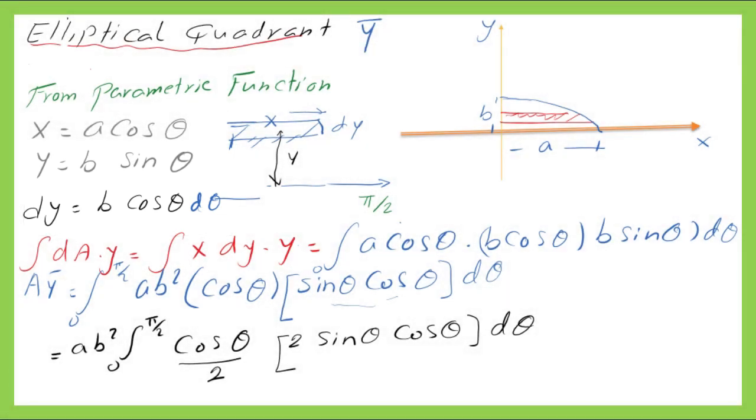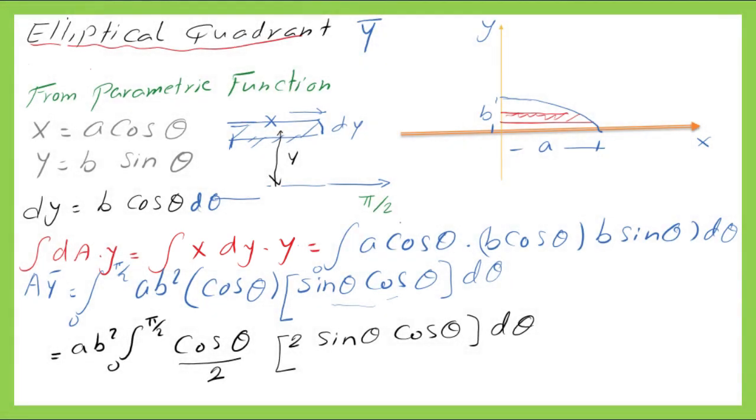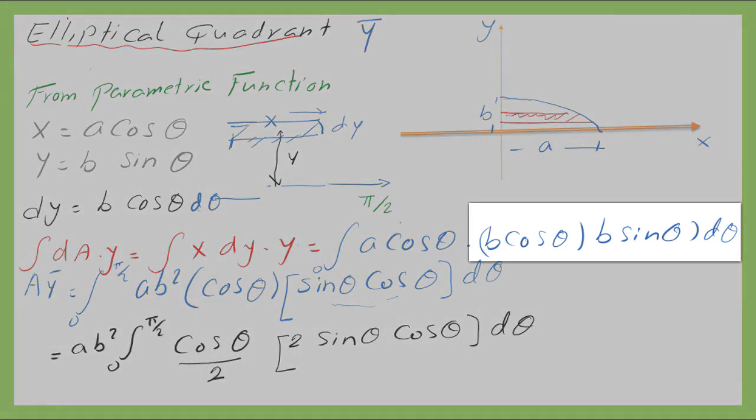Our normal expression, the integration of dA multiplied by y, will be equal to x dy multiplied by y. We are going to substitute the values for x and y and dy. So the integration from 0 to pi over 2, for x we are going to put a cosine theta, and for the dy we have b cosine theta d theta, and for the last term, which is y, we have b sin theta.